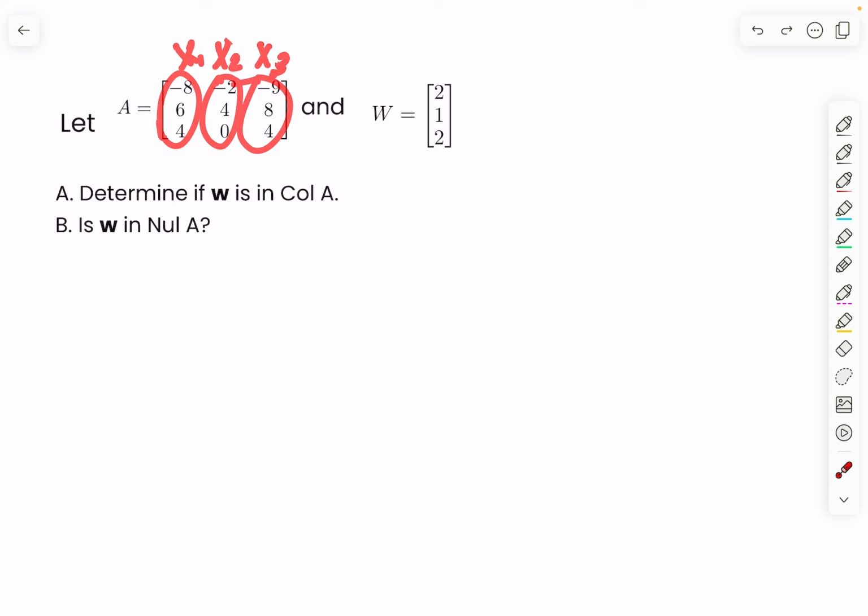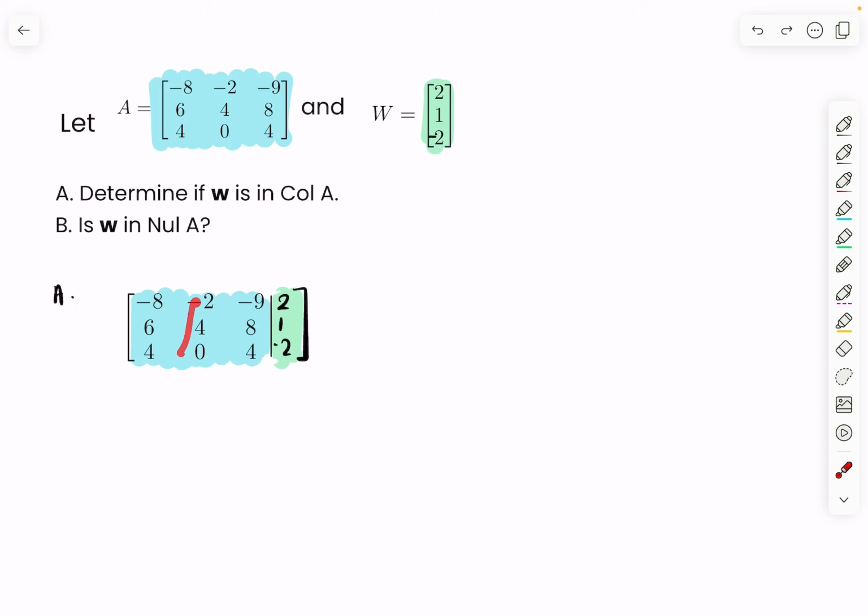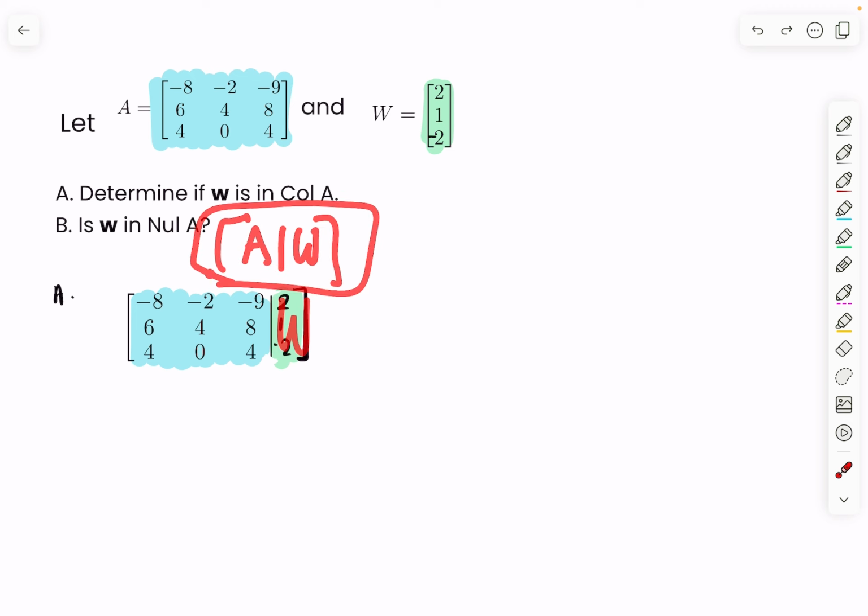So we're really just asking, are there x1, x2, and x3 that will combine with your matrix A with these columns and give you W, so 2, 1, and negative 2. It's supposed to be a negative 2 there, by the way. So in other words, we're solving for AX is equal to W. Ideally, that means you take your matrix A and you put W in here and you want to know if there is a solution to this system. In other words, you can just do an augmented matrix [A | W] and you're trying to find if there's a solution to the system.